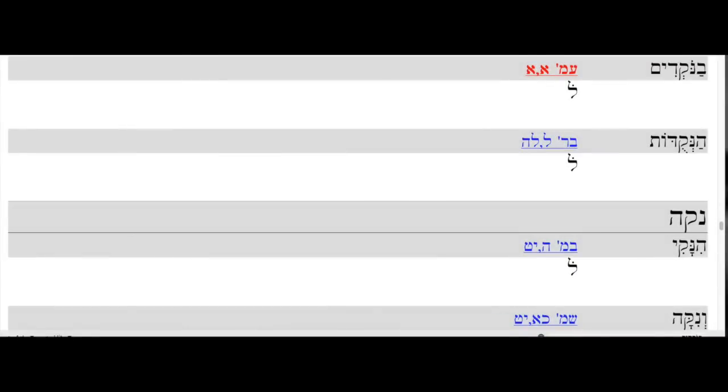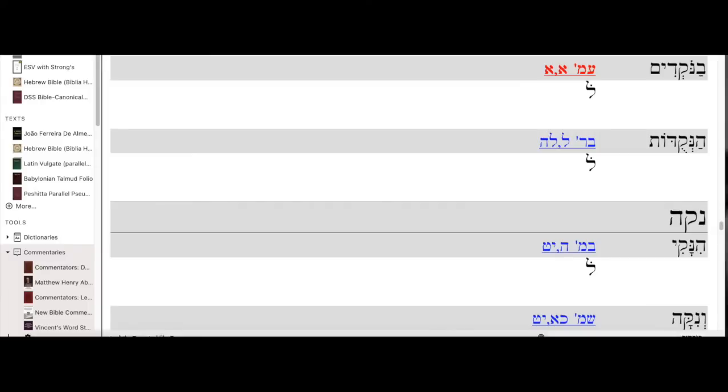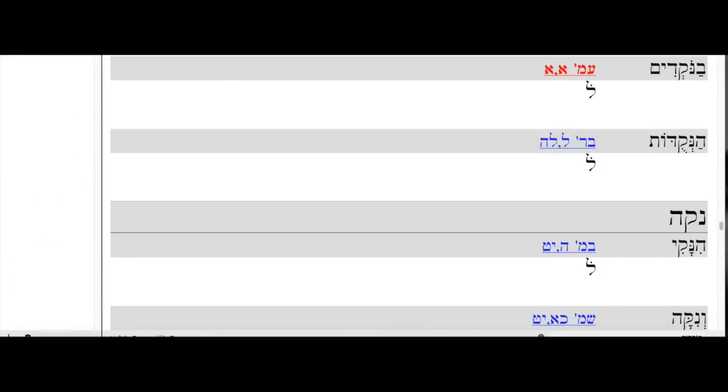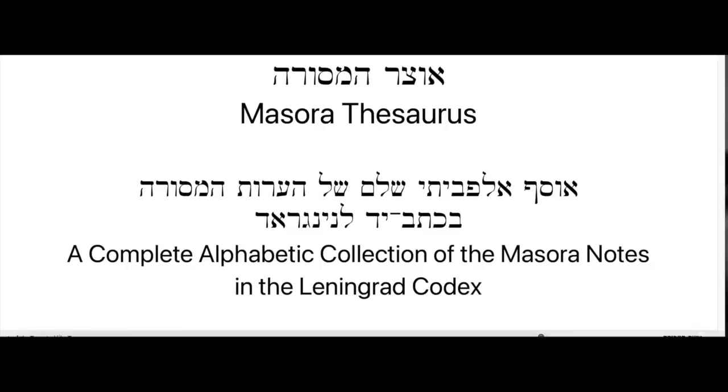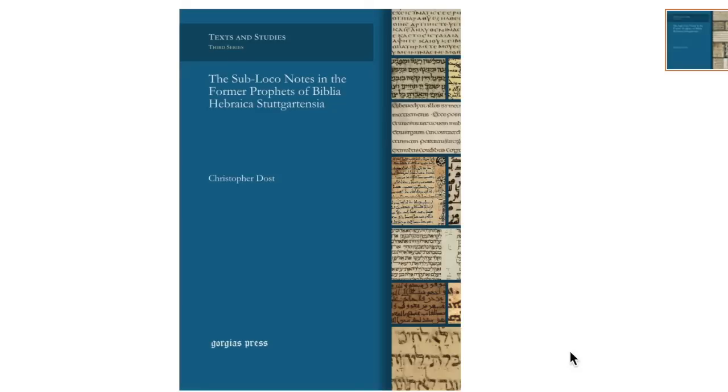I did want to take a minute to talk with you about the Masorah Thesaurus published by Dotan and Reich, which is available in Accordance exclusively, I think. Someone let me know if it's been published elsewhere, but I think this was exclusively with Accordance. So this is the Masorah Thesaurus by Dotan and Reich. I discuss and heavily incorporate Dotan and Reich's Masorah Thesaurus in my own work, the Sub Loco Notes in the Former Prophets of Biblia Hebraica Stuttgartensia, for those of you who are really interested in getting an explanation of what these Masoretic notes mean.